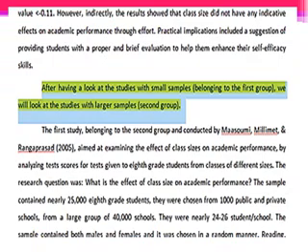Between the 2 groups, there should be a transition sentence that signals your move from the first group to the second group. For example, this is what's being stated in our sample literature review. After having a look at the studies with small samples belonging to the first group, we will look at the studies with larger samples belonging to the second group. Then, you state the studies of the second group.